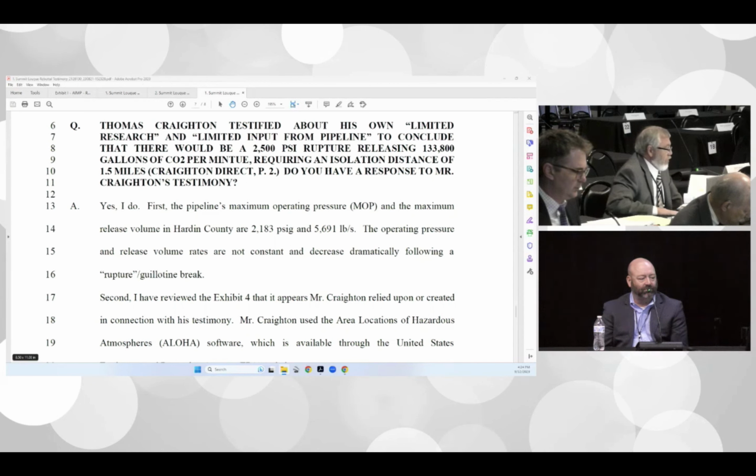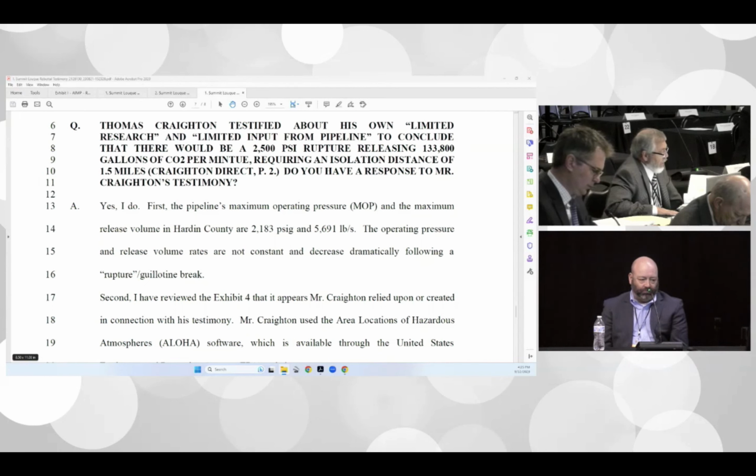If the folks in Hardin County want to be prepared for the worst possible scenario, shouldn't we expect the pipe to blow at its structural failure? No. Why not?